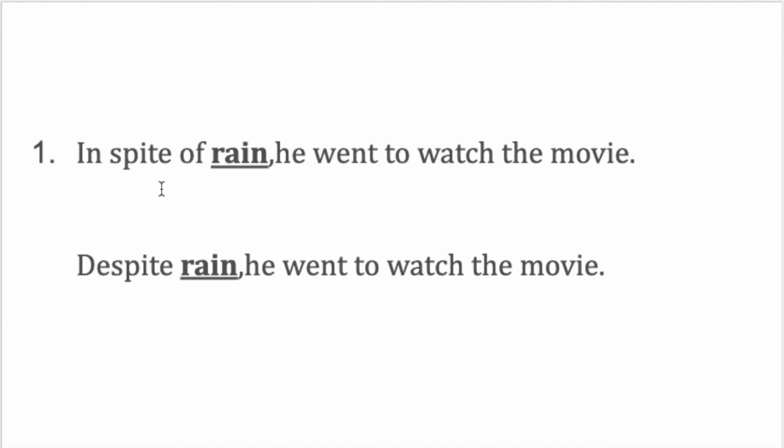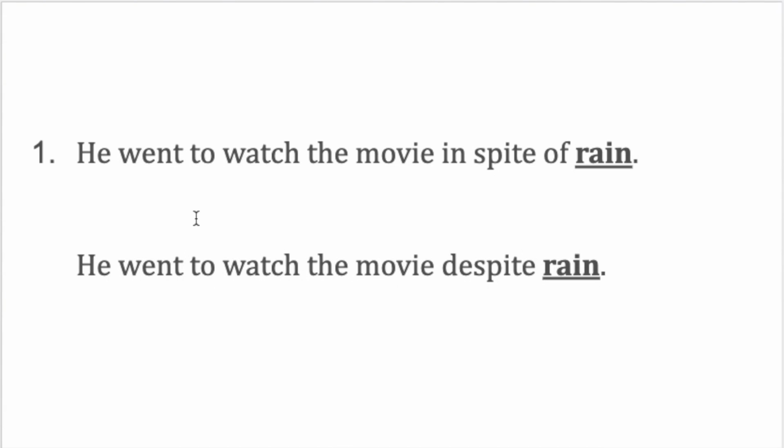You can replace in spite of with despite. You can say despite rain, he went to watch the movie. Very simple. There is also a provision to interchange: you can start with the independent clause. He went to watch the movie in spite of rain. He went to watch the movie despite rain. So you can see there's no difference when we use in spite of or despite. The only thing is, we must not use of with despite. In spite will always be followed by of. So that's the main difference.